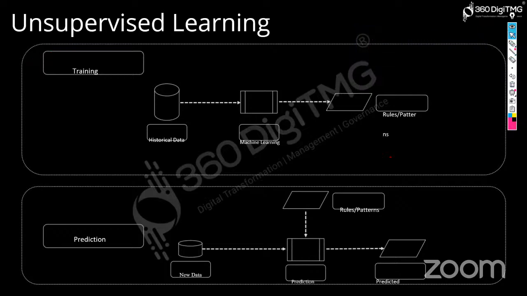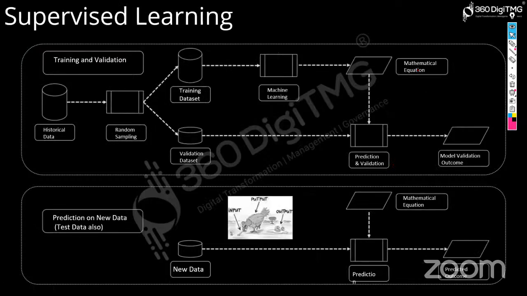Whereas in supervised learning, you take the historical data, you apply simple random sampling, and then you split the data into two parts. One is your training data and one is your validation data. You take the training data set, pass it to the machine learning, and you get a mathematical equation. This is nothing but a model. You take this mathematical equation and apply it on your validation data set, which you have split from here, and you get your prediction value or your validation value.